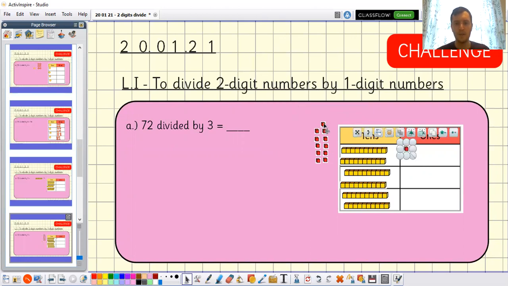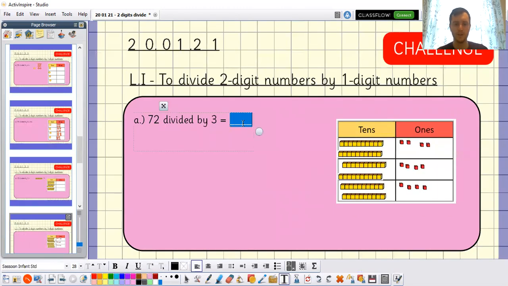Now, some of you, again, might be able to do that in your heads, 12 divided by 3. If not, let's work through it quickly together. So there's 2 in each group. 3 in each group. And 4 ones in each group. So I have 2 10s and 4 ones. My answer is 24. So 72 divided by 3 is equal to 24.